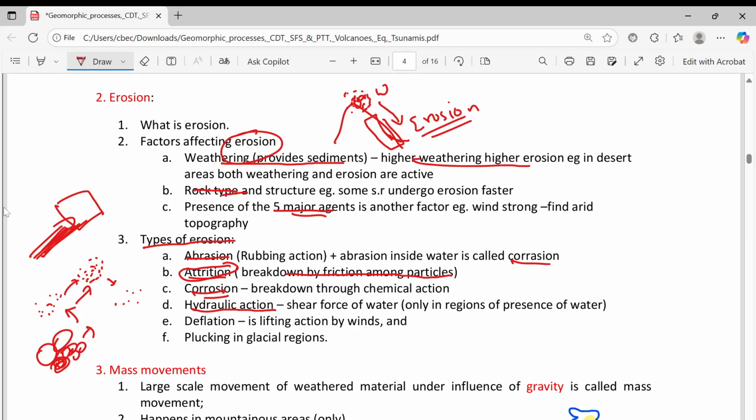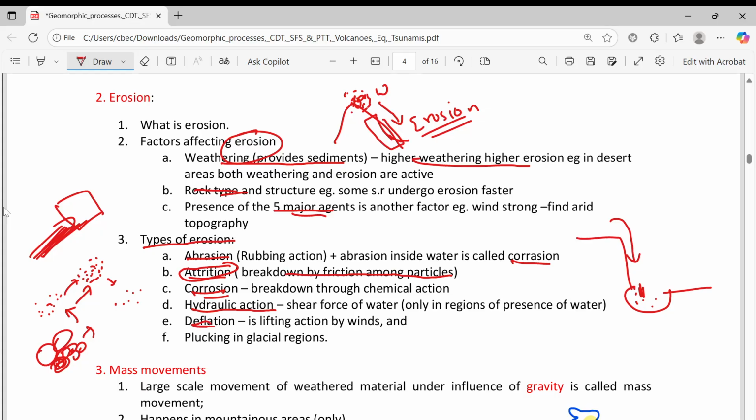Then hydraulic action means, for example, there is a waterfall. When a waterfall is there, hydraulic action means the water hits the rock and cuts down this place. Okay, this is what hydraulic action is.